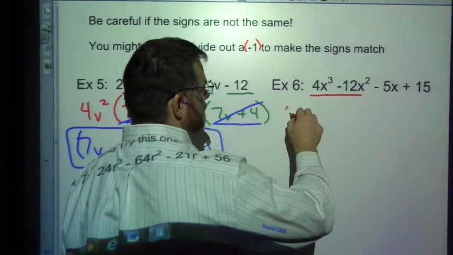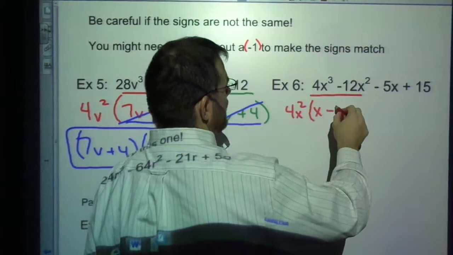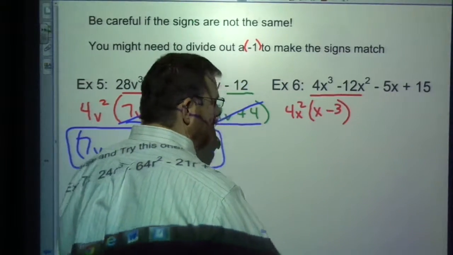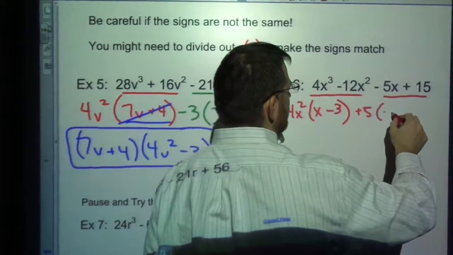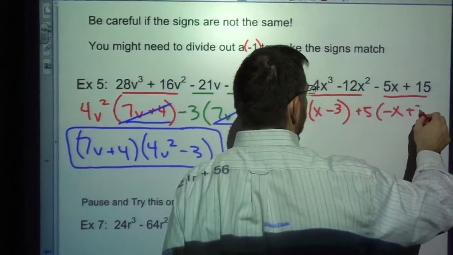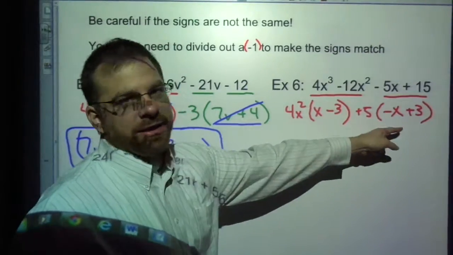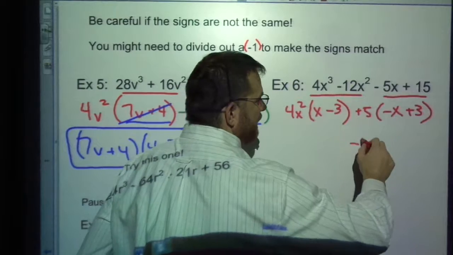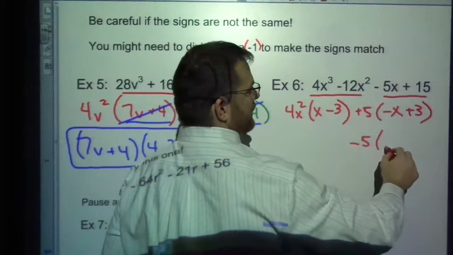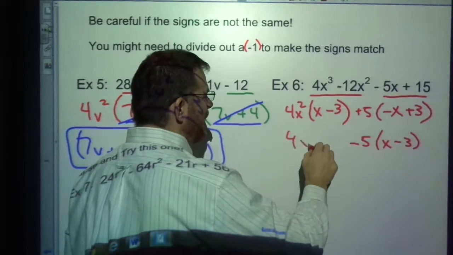This GCF is 4x squared, so that leaves left over x minus 3. Right? This GCF here is 5. That leaves left over negative x plus 3. Oh, not the same signs. But if I divide out a negative 1 and I make it negative 5, then this changes to be positive, this changes to be negative, and now I have a match.